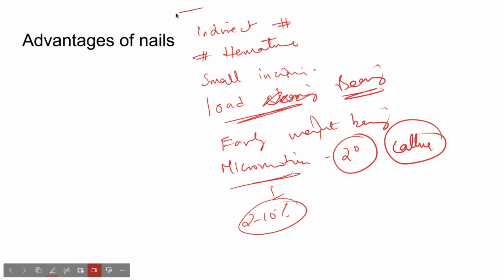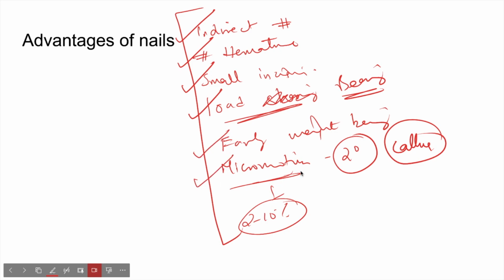So these are some of the advantages of nails. What are the advantages? One is indirect fracture reduction. We don't disturb the fracture hematoma. We do the surgery in small incisions. It's a load bearing device, and therefore bears load and fails later than plates and other devices. Early weight bearing can be done. Micromotion helps in the fracture union. So these are some of the advantages of using a nail.